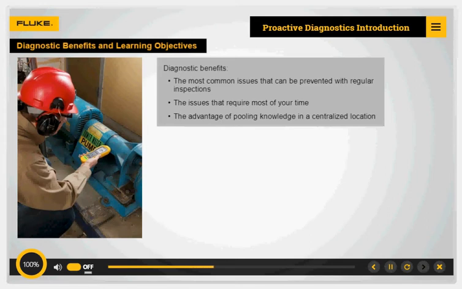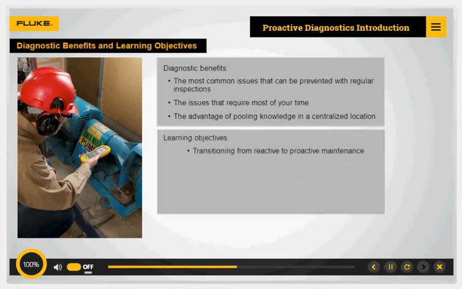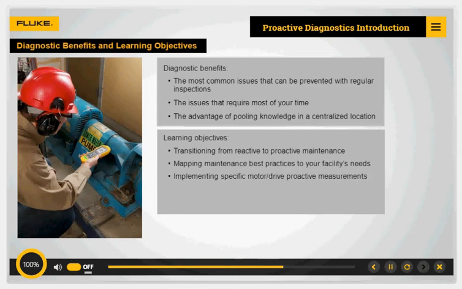In the following modules of this section of the course, you will learn how to make the transition from reactive to proactive maintenance, map maintenance best practices to your facility's needs, implement specific motor and/or drive proactive measurements, develop a predictive maintenance framework, and understand what to expect and how to sustain the program.